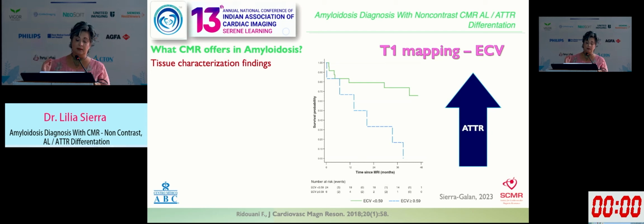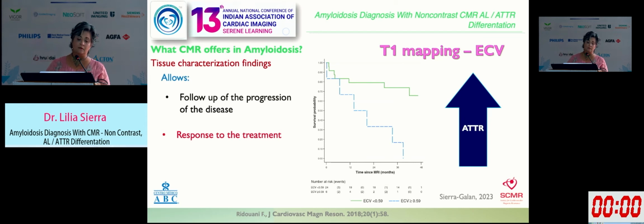This is important because the prognosis of the patient depends on the amount of extracellular volume. The higher the extracellular volume, the worse the prognosis of the patient. They have a lower survival. So it's important in terms of prognosis and in terms of response to treatment, mostly with tafamidis that is available right now.